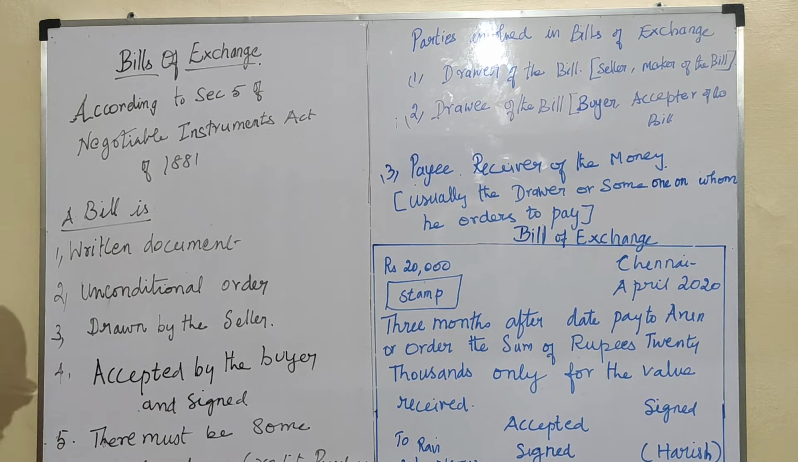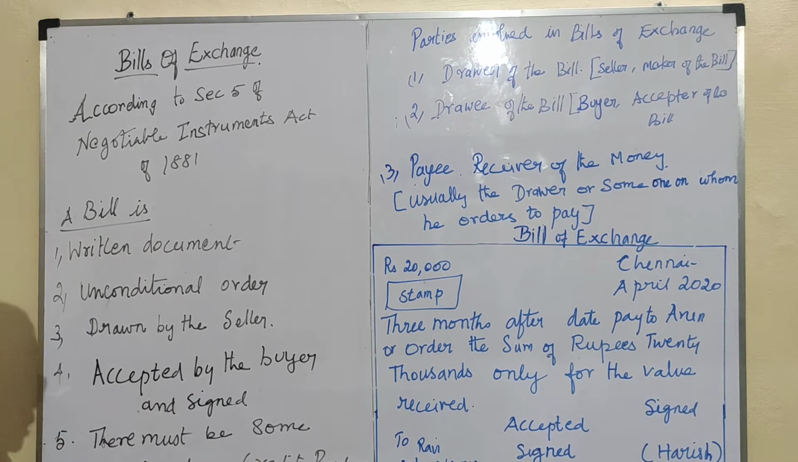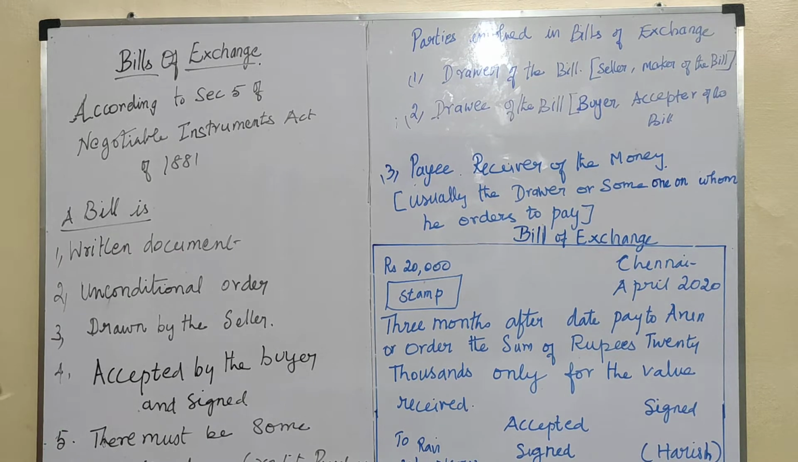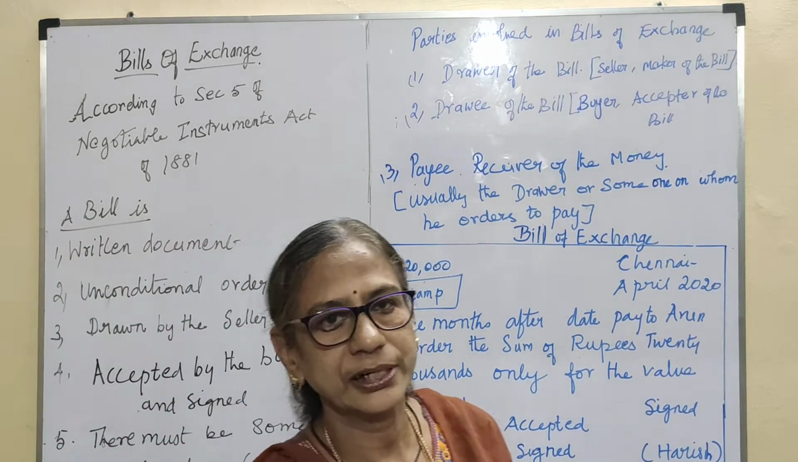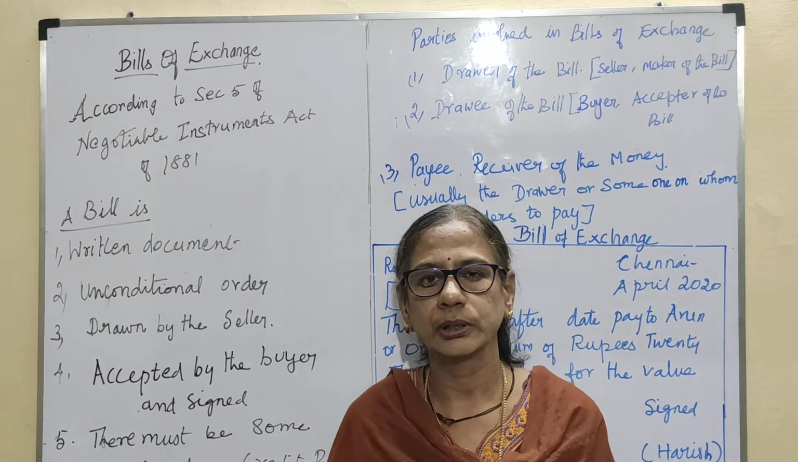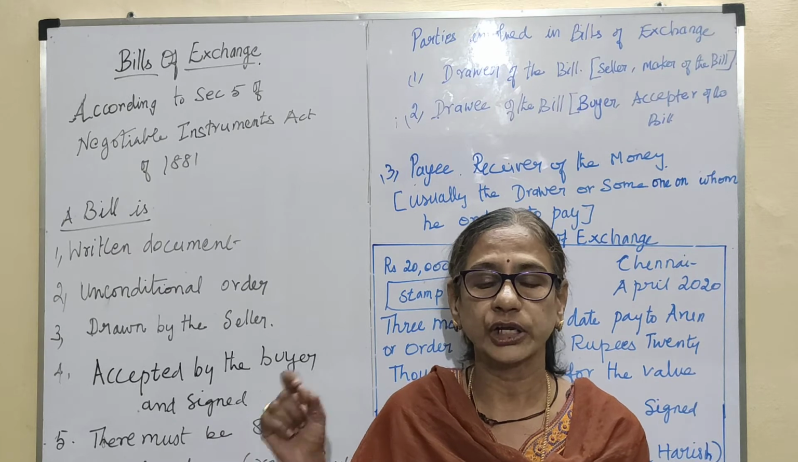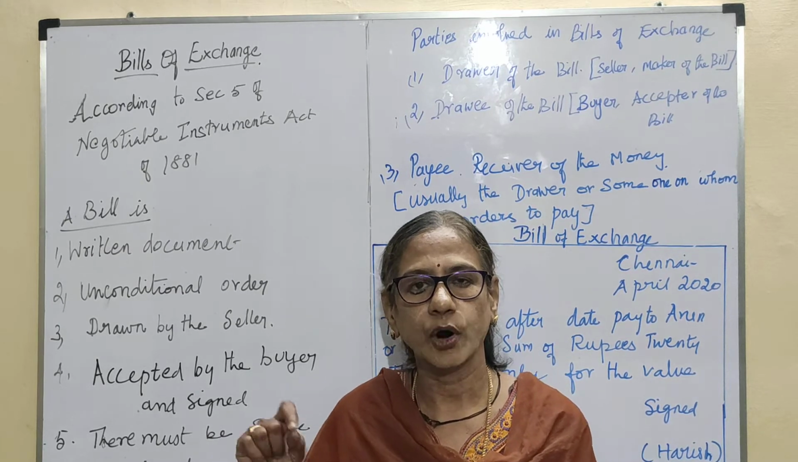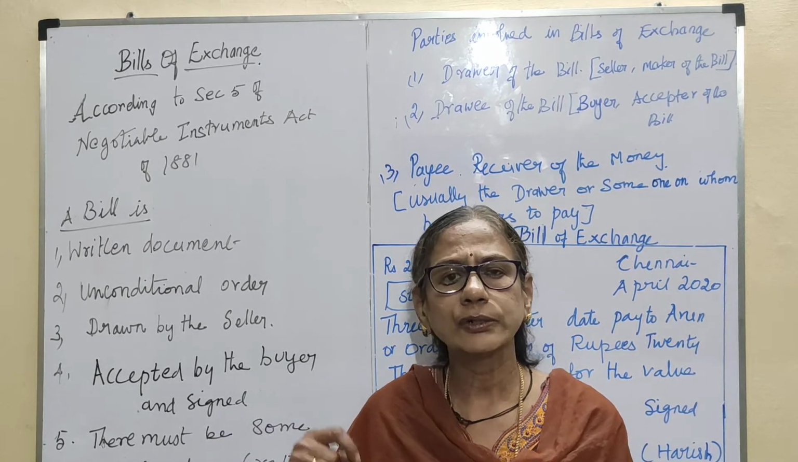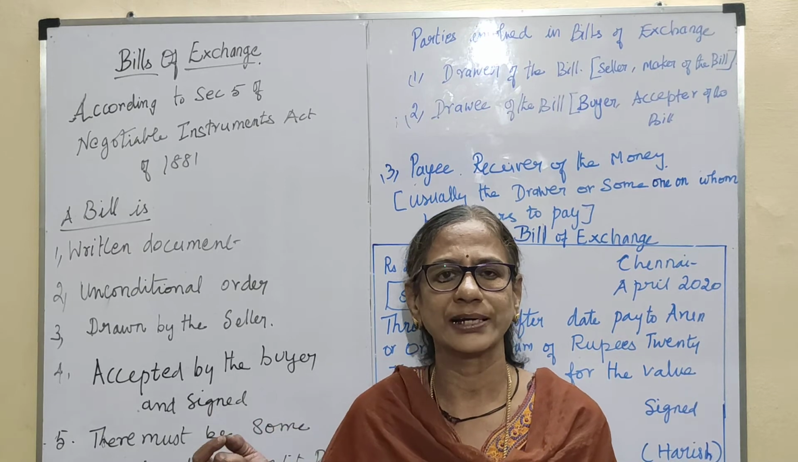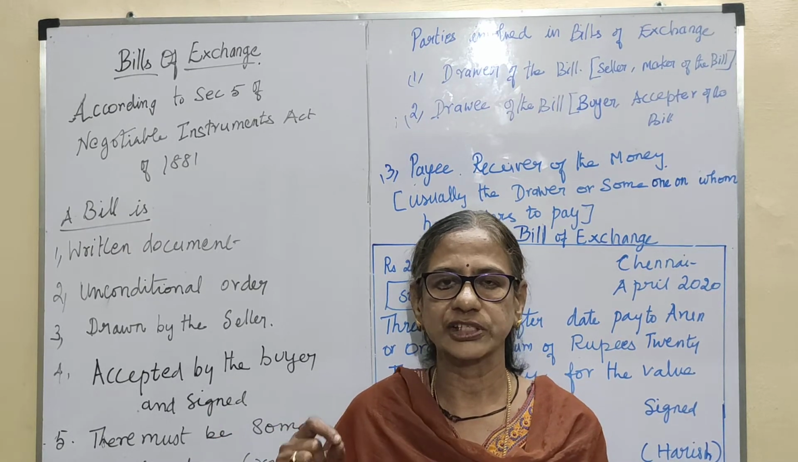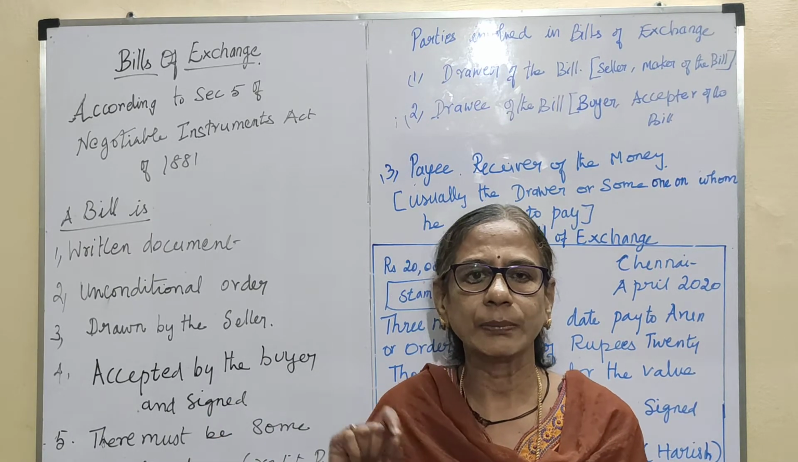There must be some credit sale or credit purchase and a promise to pay the sum mentioned on a future date to any person: directly to the seller, or to the person whom he mentions, or whom the seller orders the buyer to pay, or to the bearer of the instrument. Whoever bears the instrument, that is, the bill of exchange, and presents it for payment, he will be paid.